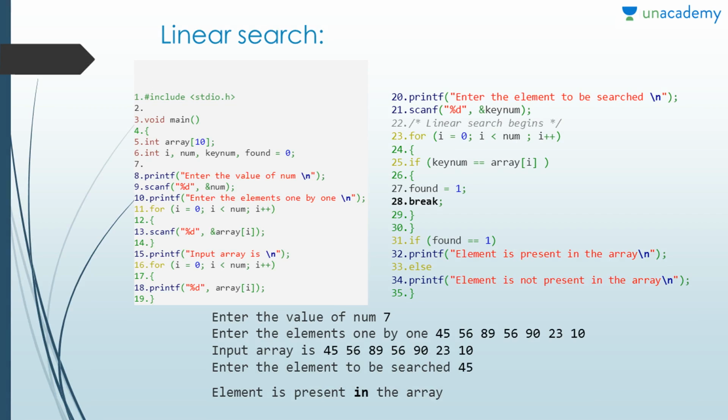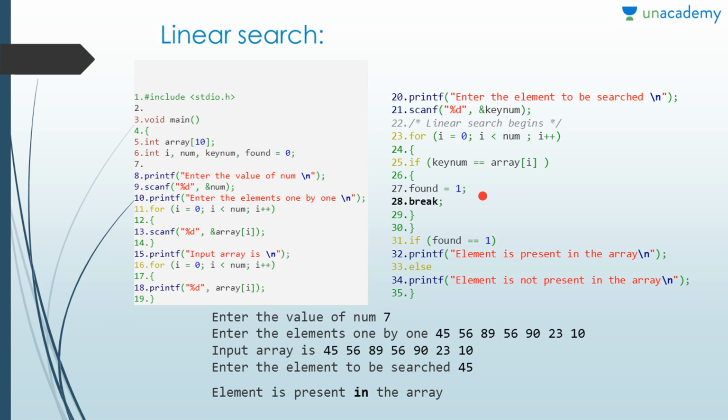So this is the program of linear search, right? The program tells us to enter the elements one by one. For i equal to 0, i less than num, i plus plus, the same condition as in the previous programs we have seen, right? So you must remember this. Let's move ahead to where the linear search begins. For i equal to 0, i less than num, i plus plus.